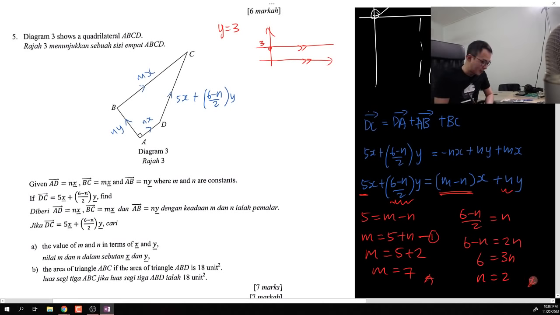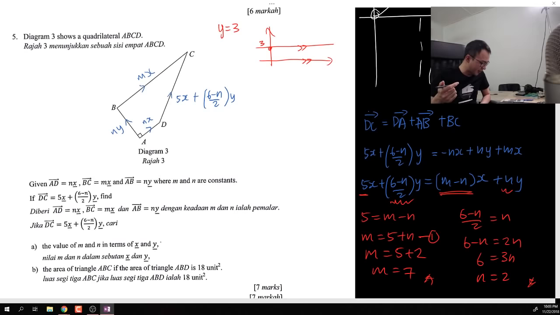Yeah, and I checked the answer before. I guess this question is confusing, because the question says m and n must be in terms of x and y. But when I do it like this, there's no way my answer is in terms of x and y. So I guess there is some typing error here. Alright, let me just move on to part B.